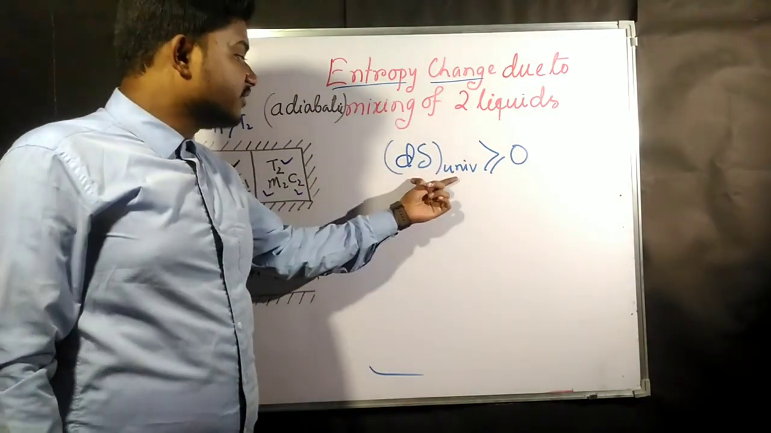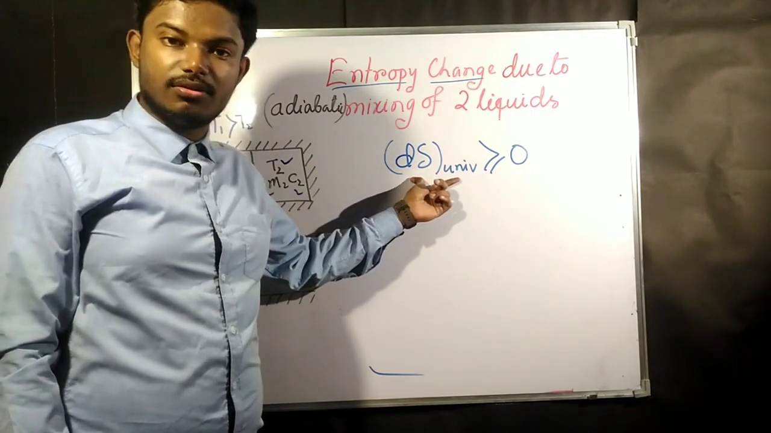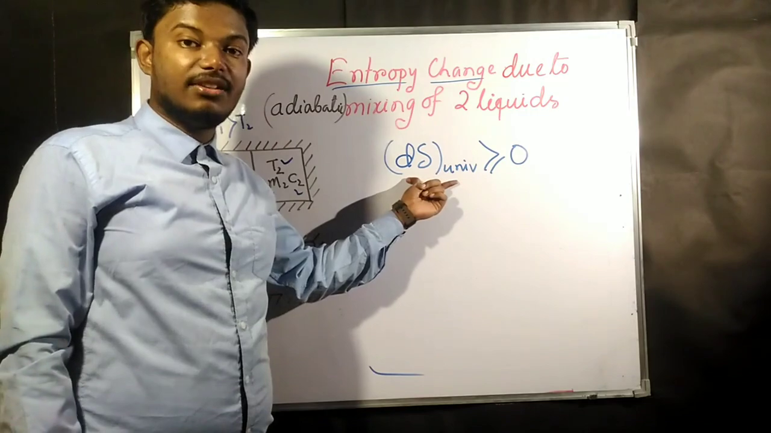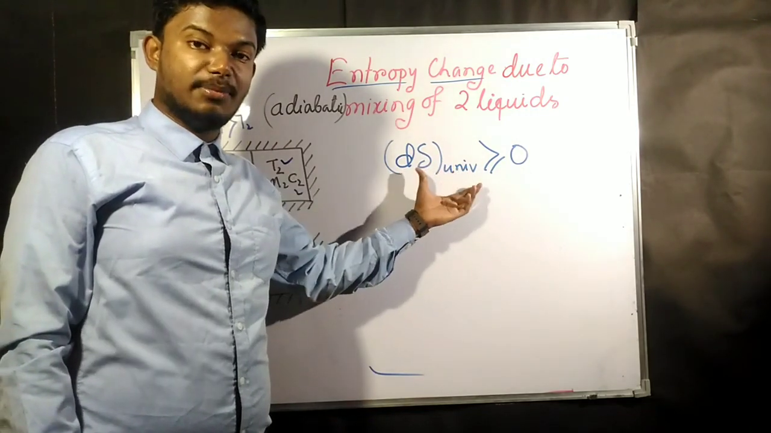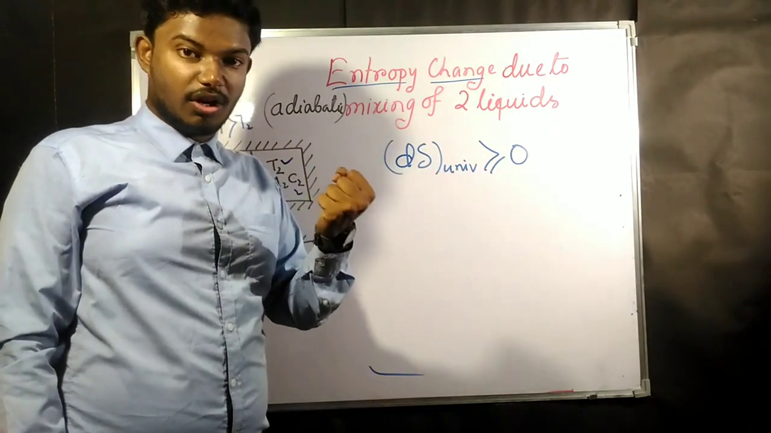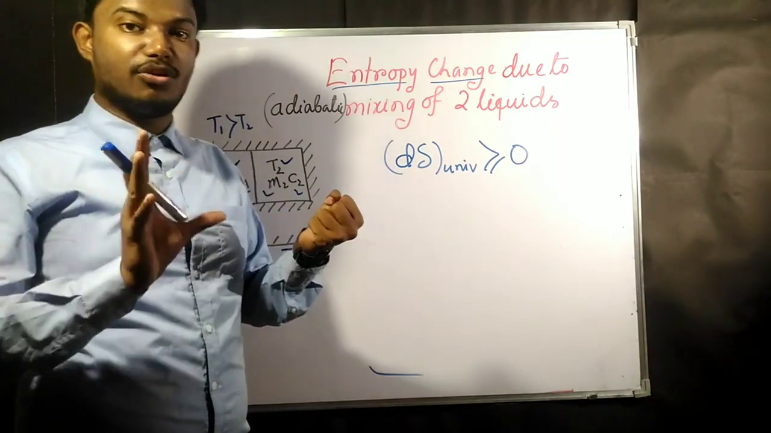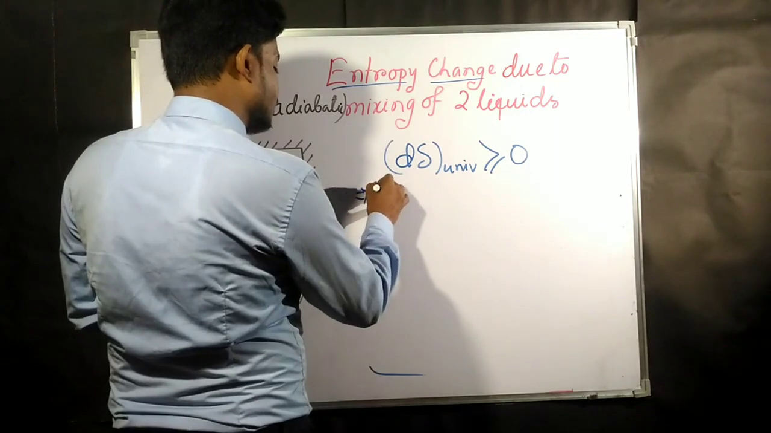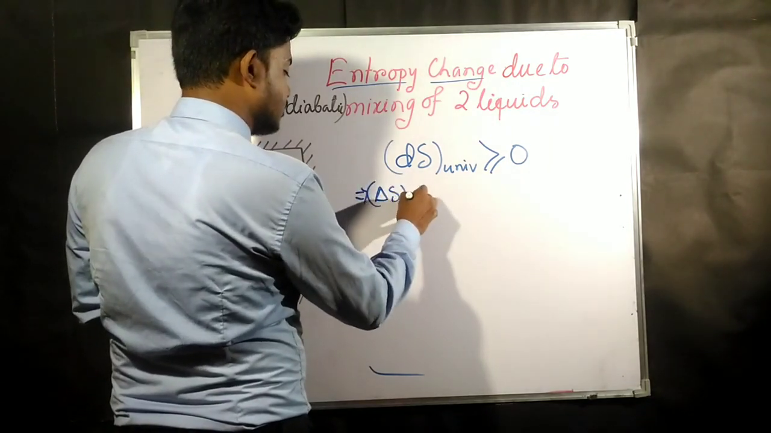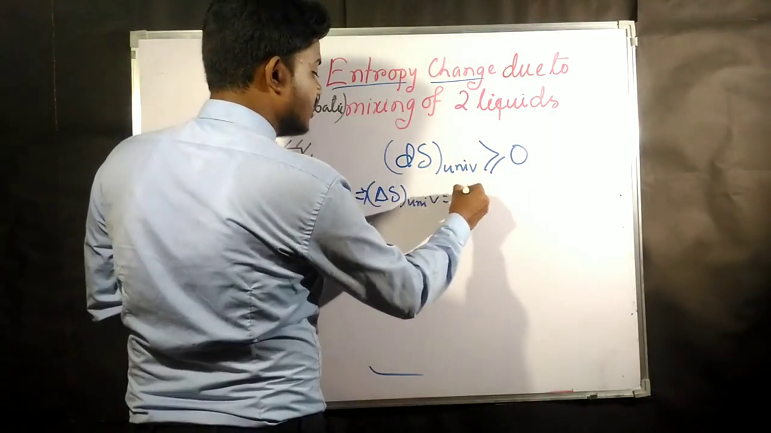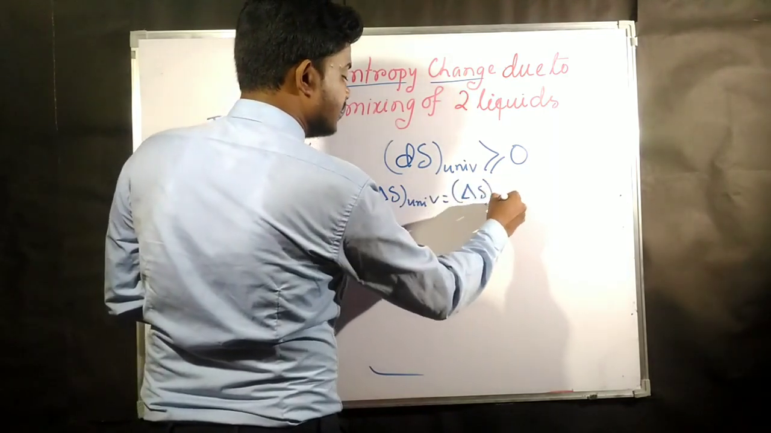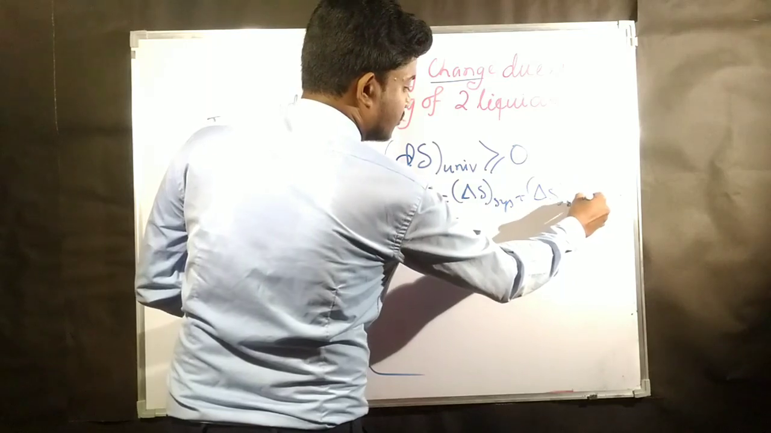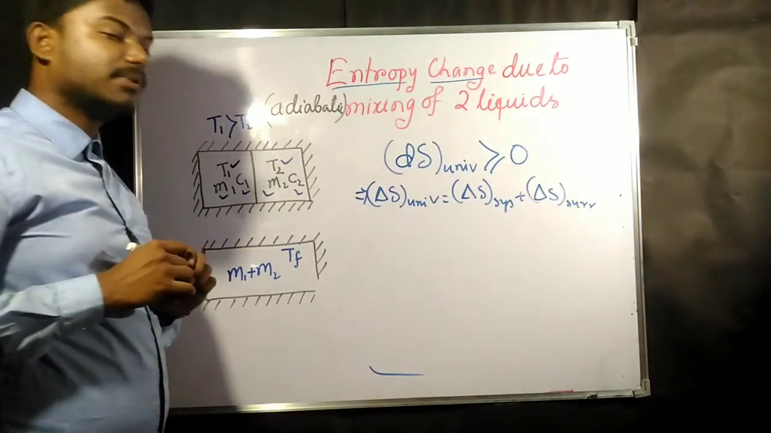So if this value is going to be 0, that means there is no entropy generation. But if this value is greater than 0, then whatever value we have got, greater than 0, that is the amount of entropy generated. Now, dS universe is nothing but dS system plus dS surrounding.